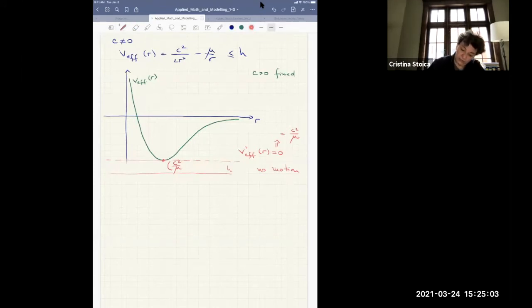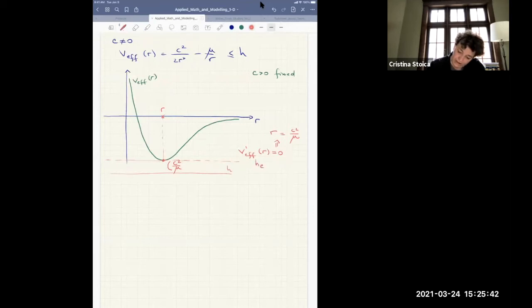So if we compute this, we get that R is C squared over mu. That's the bottom there. And what is this bottom corresponding to? This is just a fixed point. It doesn't move from there. The object will just stay at this distance all the time because there is no green curve under the dashed red one, under this level of energy. And what is this level? This will be the value of V in its critical point. Now we know why we did all this calculus.